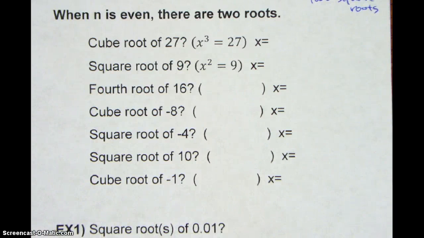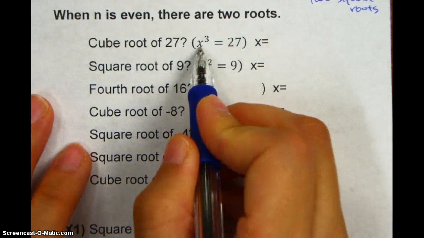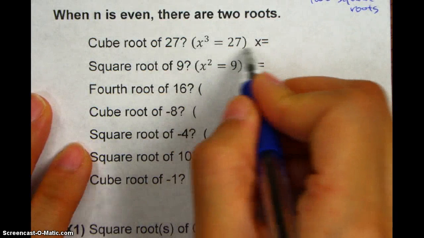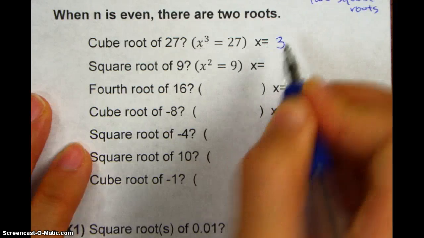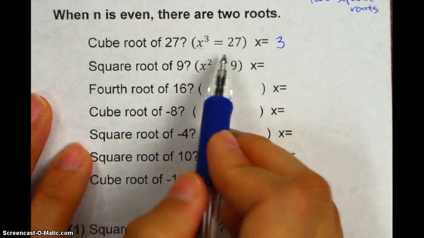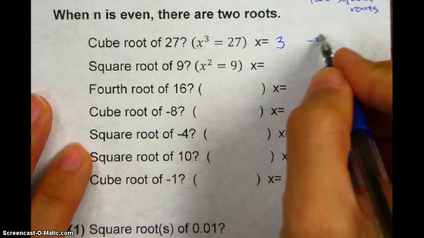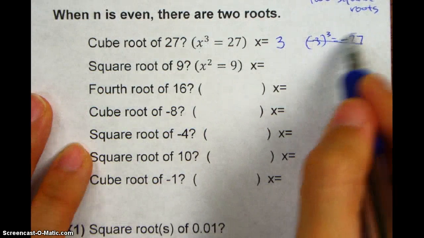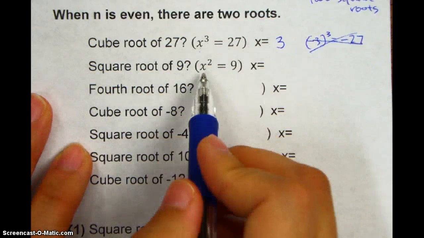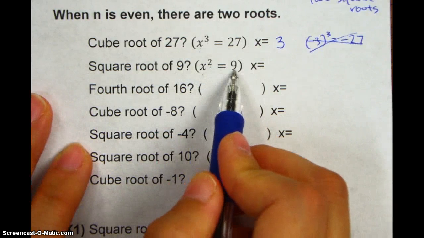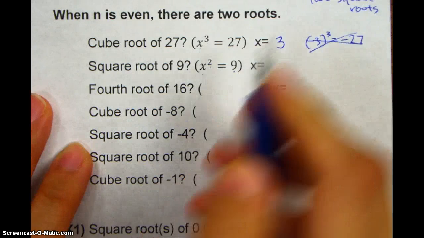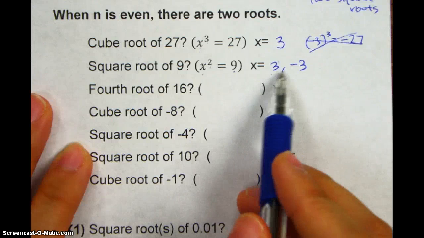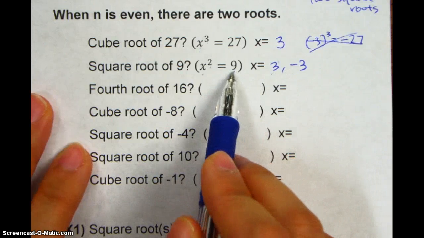Cube root of 27, that means what number raised to the third power equals 27? Well, there's only one number, which is 3. Negative 3 wouldn't work because negative 3 to the third power would be negative 27. Square root of 9, that means a number squared equals 9. We know there are two numbers. One is 3, the other is negative 3. If you raise both of them to the second power, you will get 9.